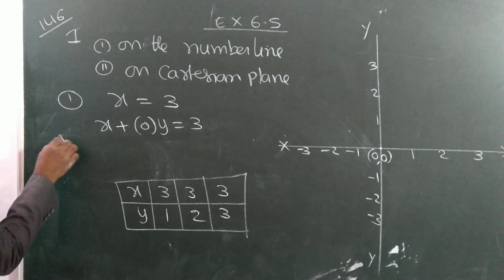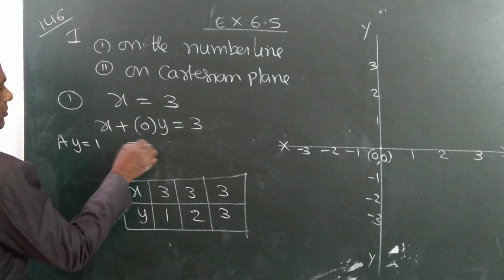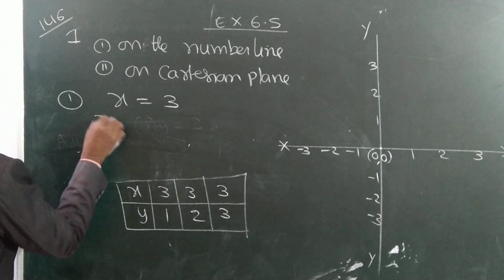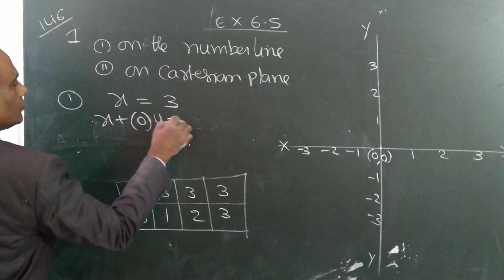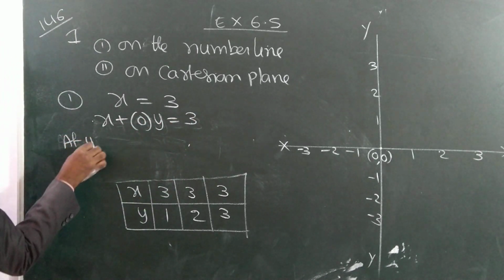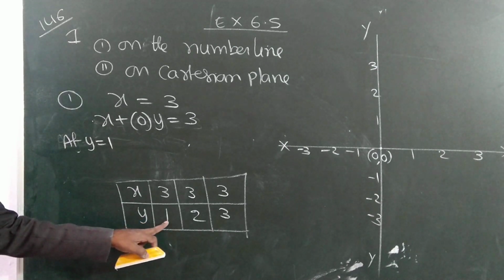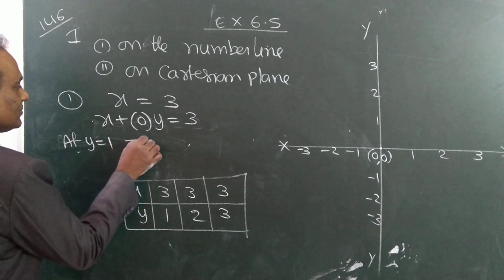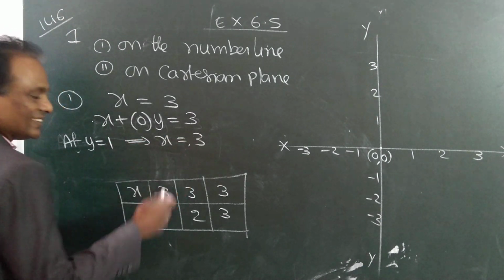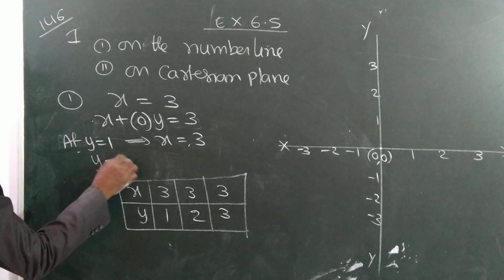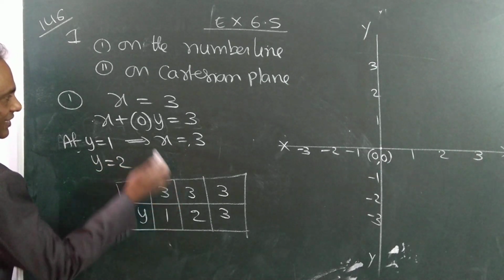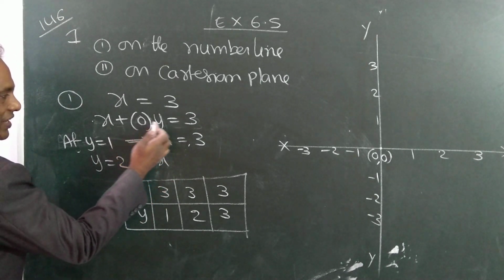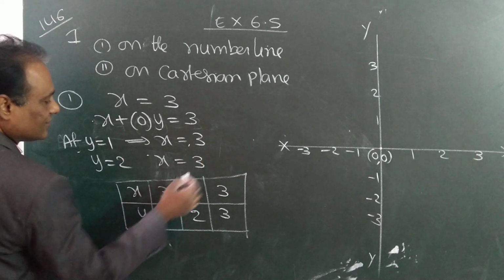See here. At y is equal to 1, y 1 means 1 into 0 is 0. X is 3 only. Suppose I take y is equal to 2, then x plus 0 into 2, 0 into 2 is 0, x is equal to 3 only, like this.